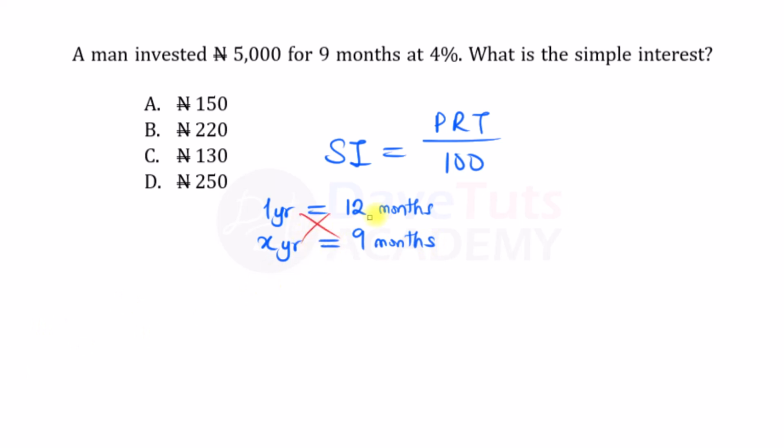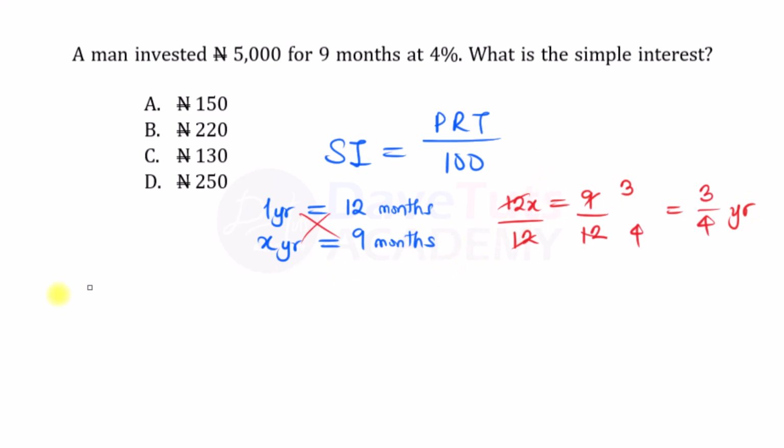If we just cross multiply, you can say that 12x is equal to 9, and if you divide both sides by 12, the value of x is nothing but 3 can cut 9, 3, 3 can cut 12, 4. So x, the amount of year, is 3/4 of a year. 9 months is 3/4 of a year.